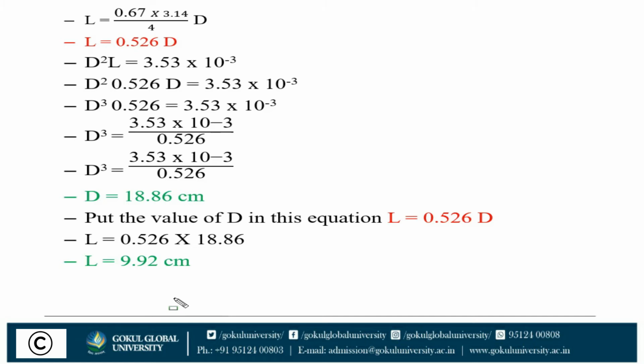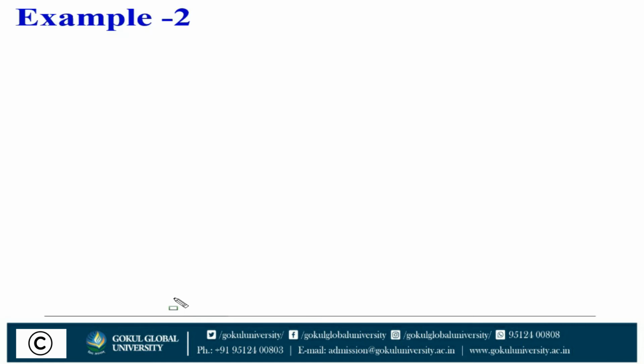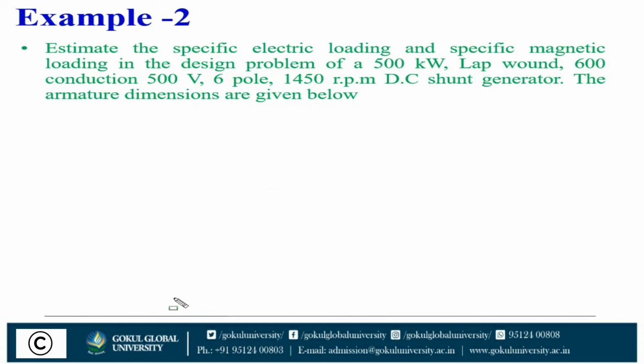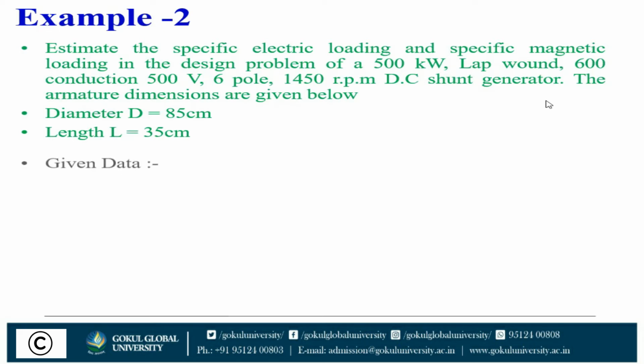Okay. Now let's see example number 2. Estimate the specific electric loading and specific magnetic loading in the design problem of a 500 kilowatt, lap wound, 600 conductor, 500 volt, 6 pole, 1450 rpm DC shunt generator. This is a really very important condition for the DC shunt generator. The armature dimensions are given below. First, D is equal to 85 centimeter. L is equal to 35 centimeter.